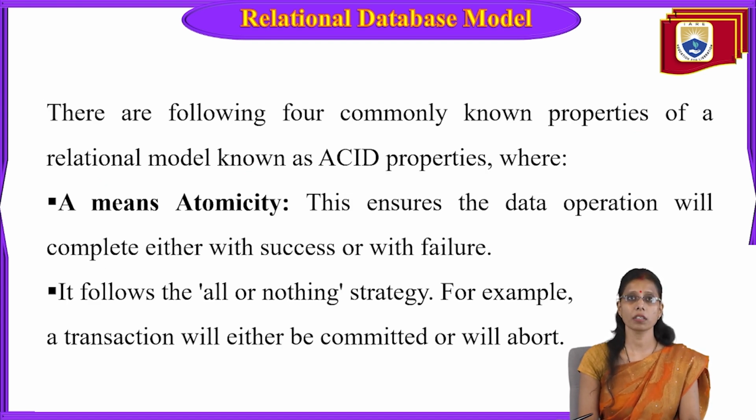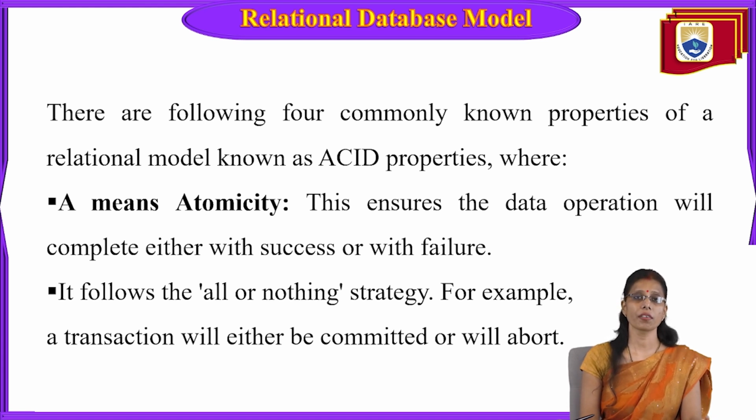So the first thing, A, means atomicity. This ensures that a data operation will complete either with success or with failure. It gives you sure results: either the operation is a success, or it is a failure. Whatever information we feed into this operation, it will show you the success or the failure. So it follows an all-or-nothing strategy.